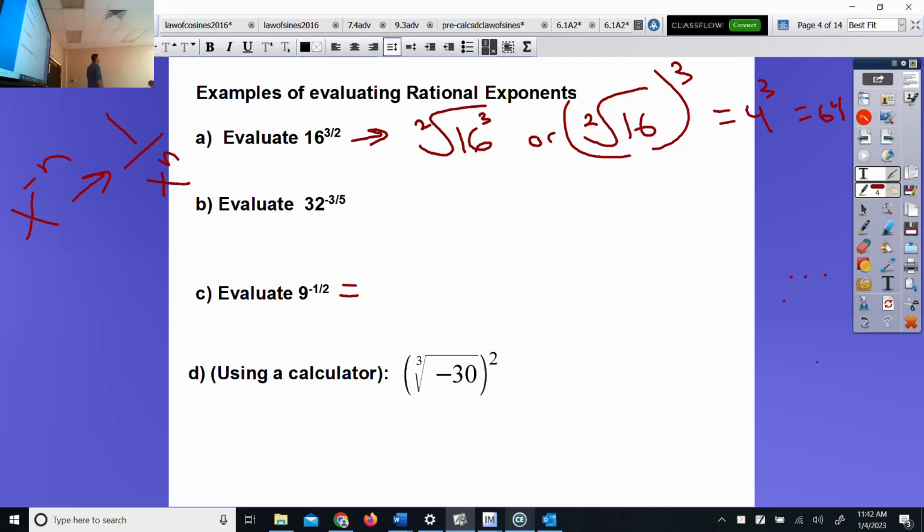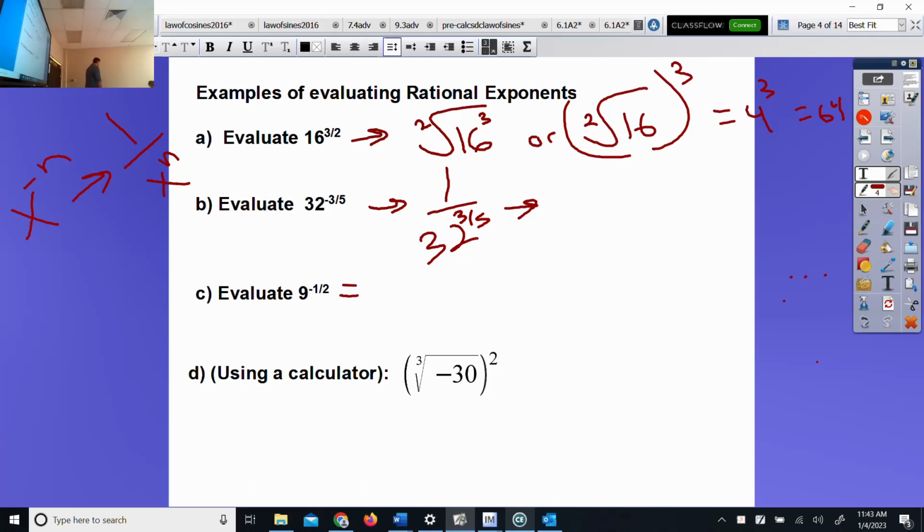Use that rule first. Anytime you see a negative exponent, fix the problem before you do anything else. Rewrite it with the exponent positive. What do you have? 1 over 32 to the 3/5. Now let's try to keep evaluating by hand.